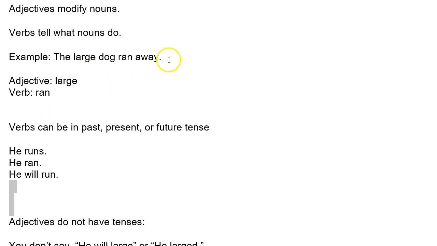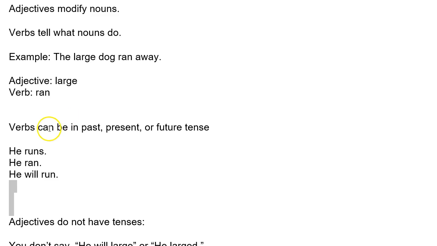The large dog ran away. Large is an adjective modifying dog, and ran is a verb that tells you what the dog is doing. The type of dog is that it's a large one. The action that it's doing is it's running away. Now, how can you tell them apart? Well, you're going to get the hang of it eventually, but here's some things to think about.